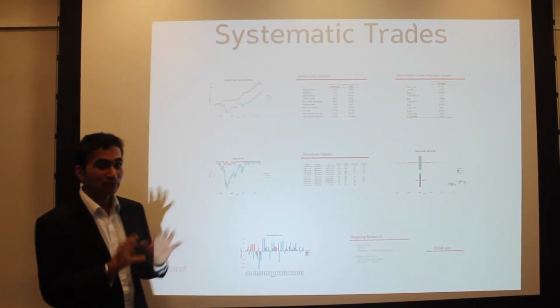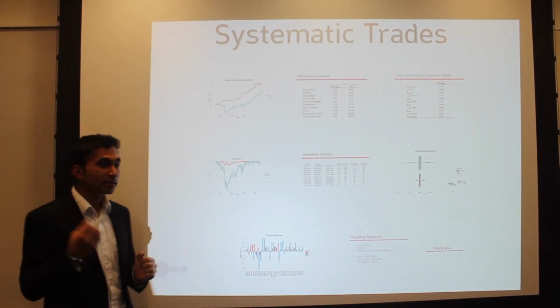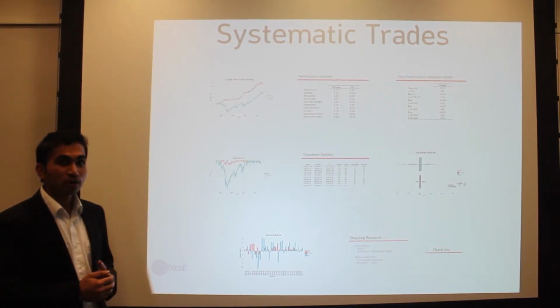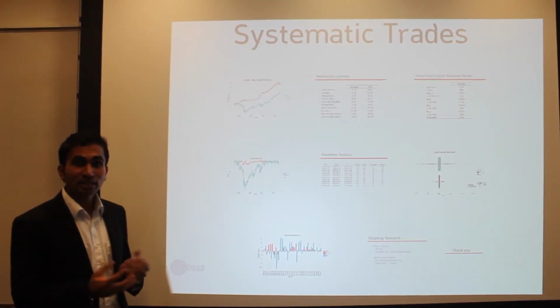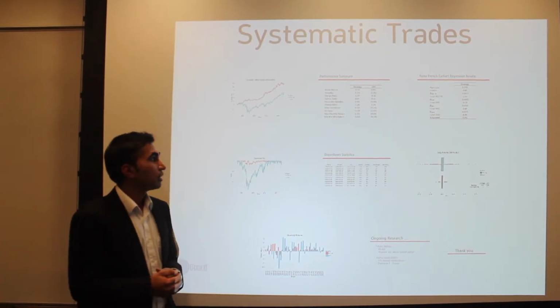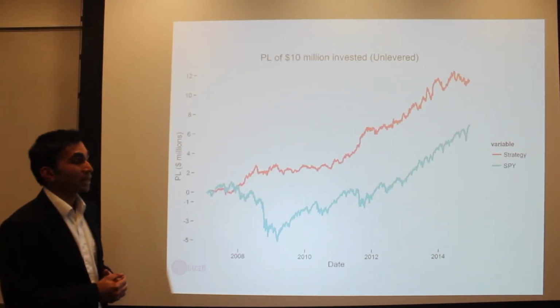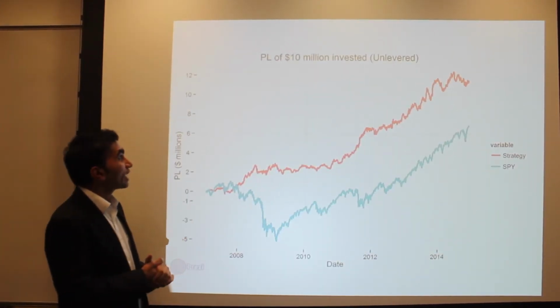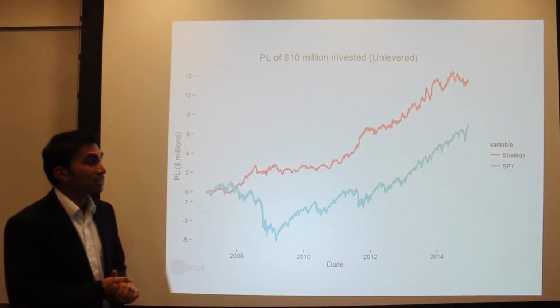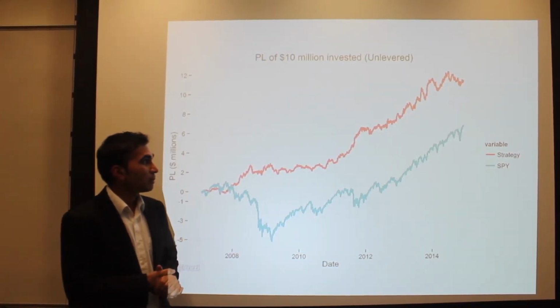So we have the alpha model, optimizer, and the transaction cost model, and we use all the data to generate trades. So let's look at what our strategy did. The first thing is the P&L chart. We actually tested a strategy with 10 million invested, and here you see the unlevered P&L.